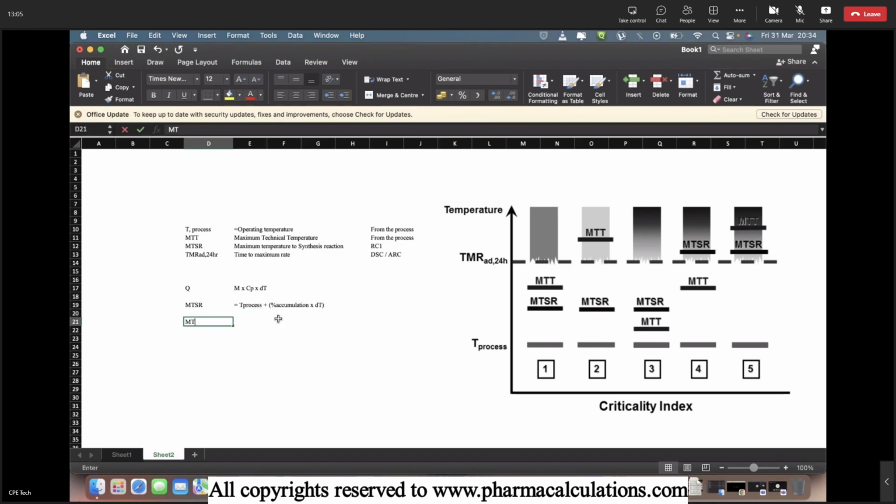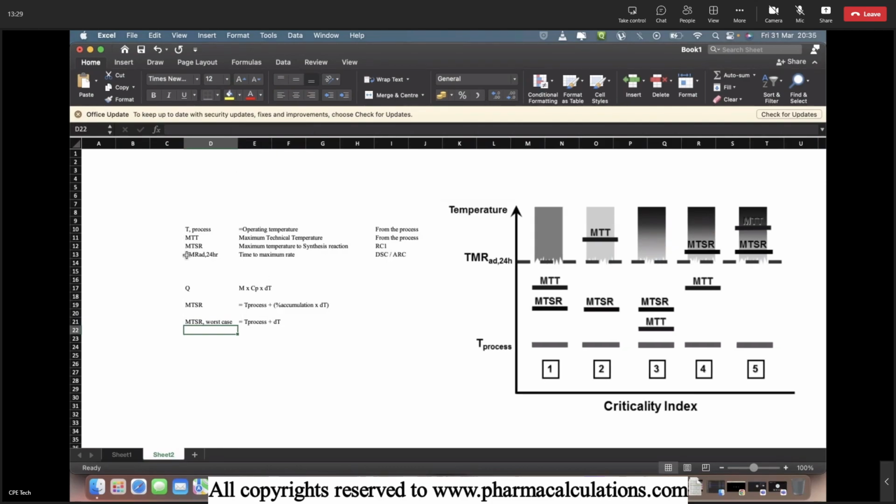So the worst case MTSR equals T process plus adiabatic temperature rise, nothing but a delta T. So this is MTSR for a worst case scenario. So this is how we are going to calculate the MTSR. And the last one is TMR AD24. So this is nothing but a time to maximum rate.